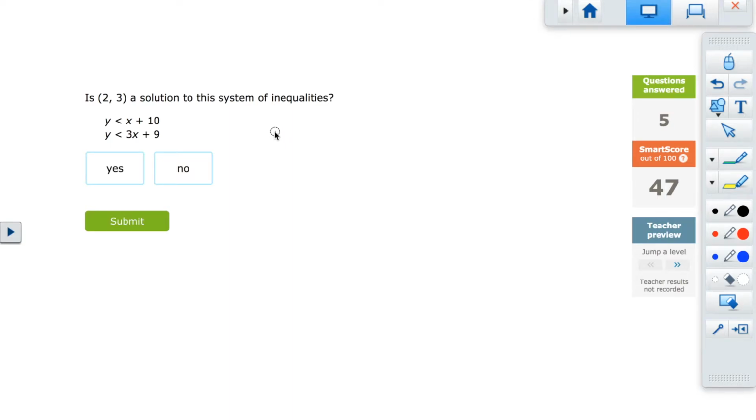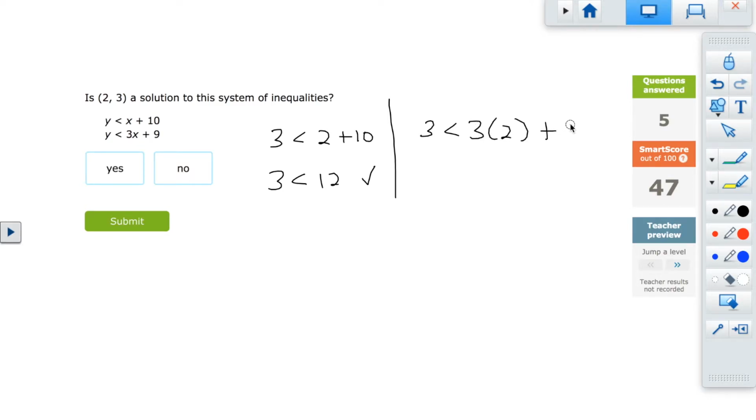I got y is 3 is less than x is 2 plus 10. 3 is less than 2 plus 10 is 12, so that's true. I move on to the next one. I got y is 3 is less than 3 times 2 plus 9. 3 is less than 3 times 2 is 6. 6 plus 9 is 15. 3 is less than 15. That's also true. So this answer is yes.